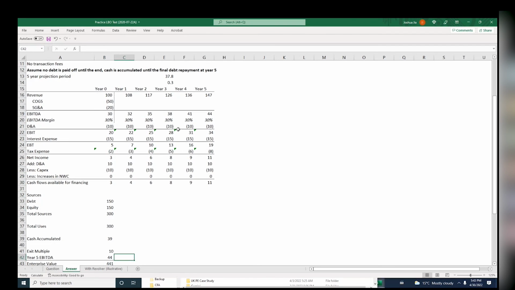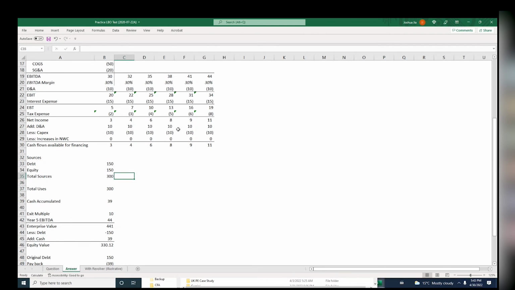And what's happening, as you can see, is that when we sell the company, we bought it for 150, 50% debt, at 10 times EBITDA. But when we sell it, EBITDA is 44, times 10 is 441, minus 150 debt. But is the 150 debt?